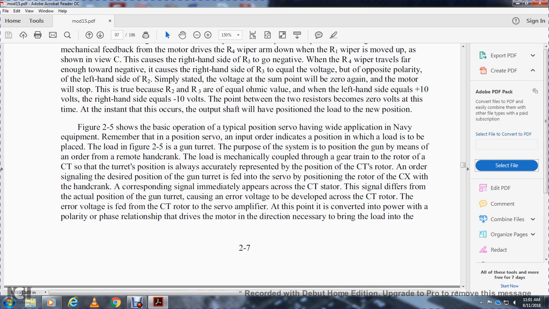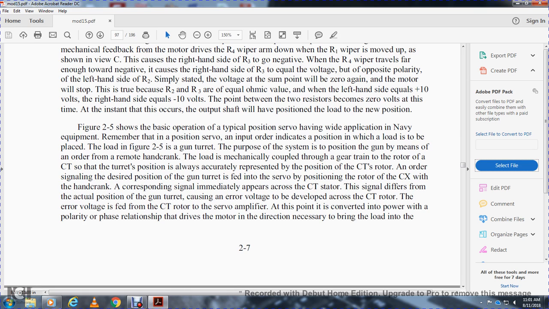Figure 2-5 shows the basic operation of a position servo. The servo must remember the position of the input order, indicating the position to which the load is to be moved. In Figure 2-5, the gun turret is the load. The purpose of this system is to position the gun by means of an order from the remote hand crank. The load is mechanically coupled through the gear train to the rotor of the control transformer.